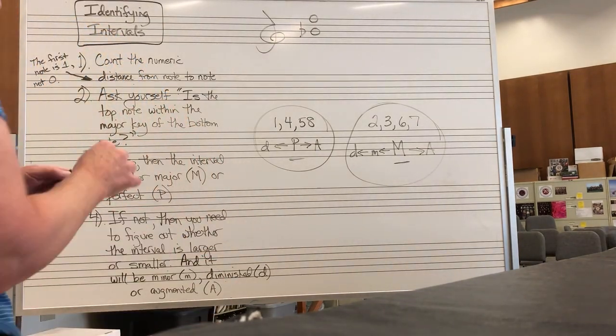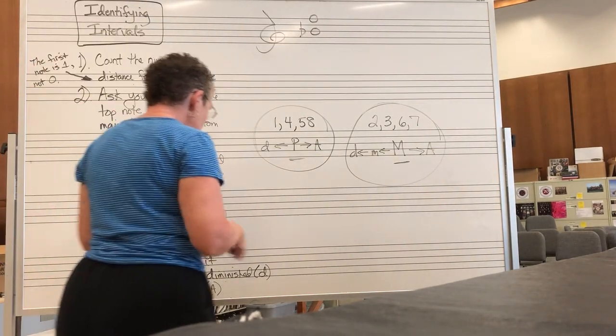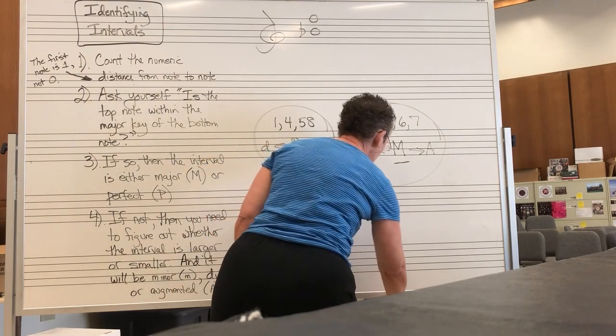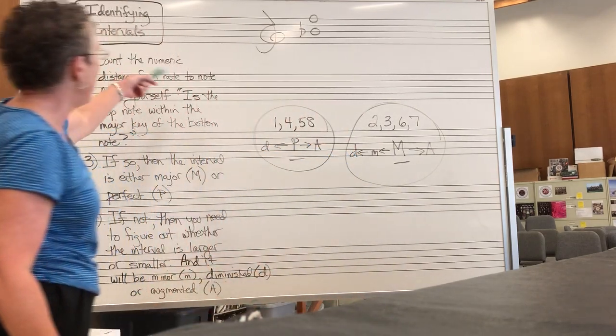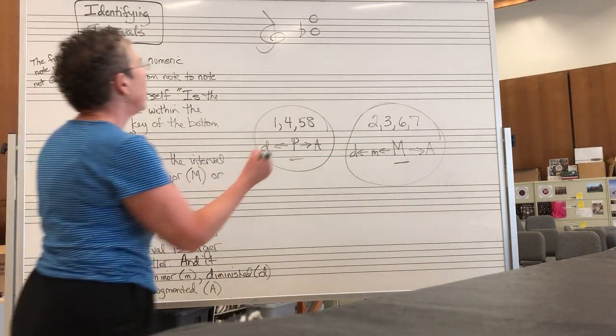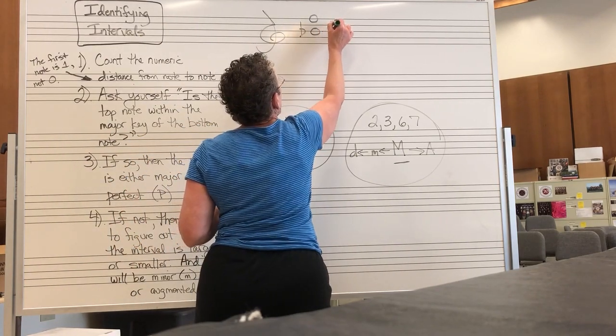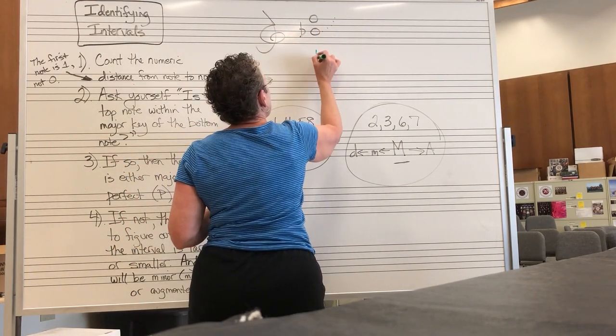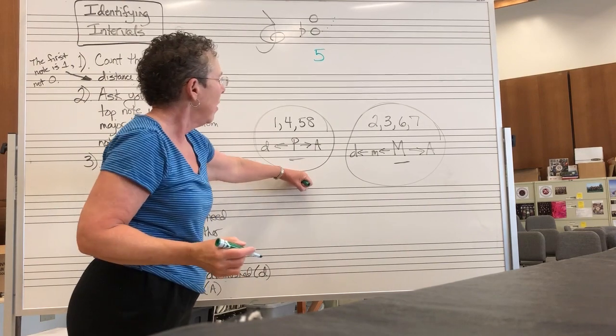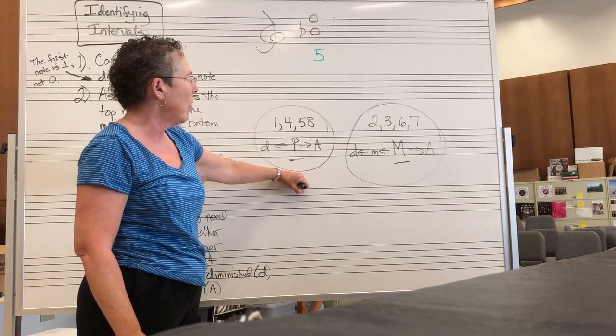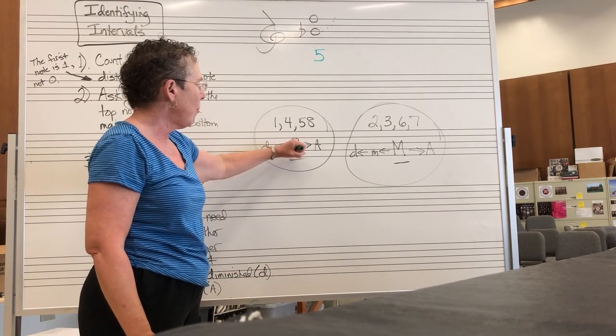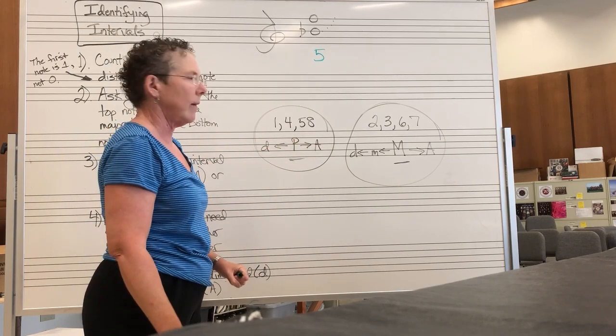So here, I'm changing the key every time just to make sure that you guys can get around this material. First, I'm going to count up my numeric distance from note to note. It is 1, 2, 3, 4, 5. This is some sort of fifth. So I'm in this category here. The possibilities for a fifth are perfect or diminished or augmented.